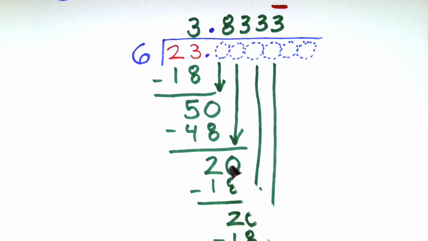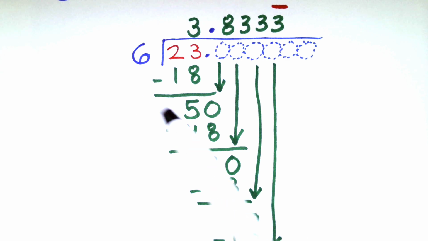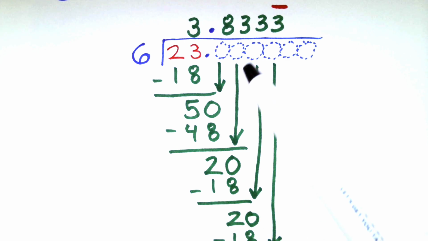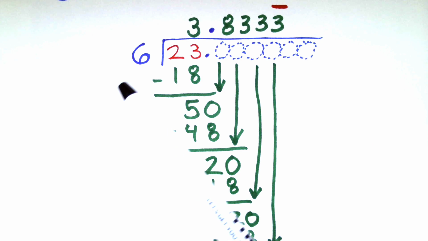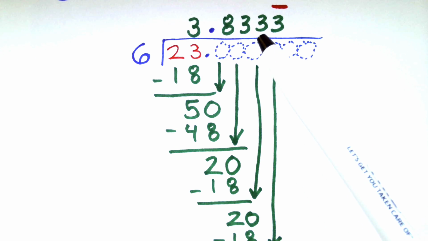Now I've got 20. My new target is 20. 6 times 3 gives me 18. 20 minus 18 is 2. I'm going to bring down the 0. 6 times 3 is 18. 20 minus 18 is 2. Bring down the 0. I got another 20.